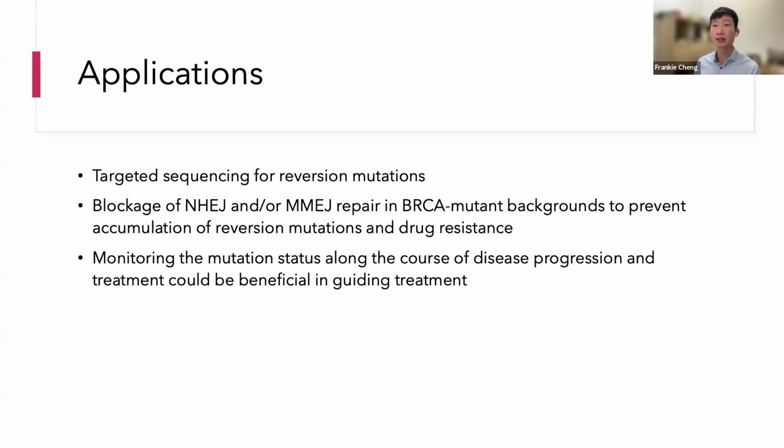The last slide is about some potential real-life applications for the concepts in this article. In the future, when we better characterize and profile the reversion mutation, we can develop targeted sequencing for these reversion mutations. The authors also proposed blocking the other two mechanisms for repairing double-stranded DNA breaks, NHEJ and MMEJ repair, to prevent the tumor cells from accumulating reversion mutations and hence drug resistance. So that's a potential future direction that we can consider.